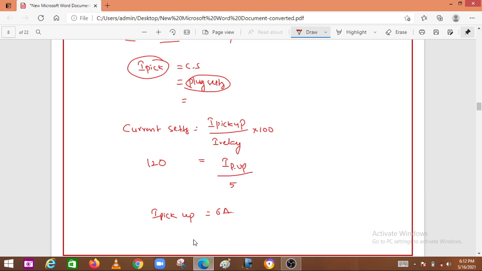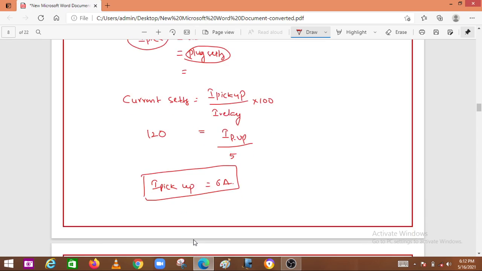It is 6 amperes. That is the way to calculate this type of problems. Very simple only. And another question is also given in a similar manner.